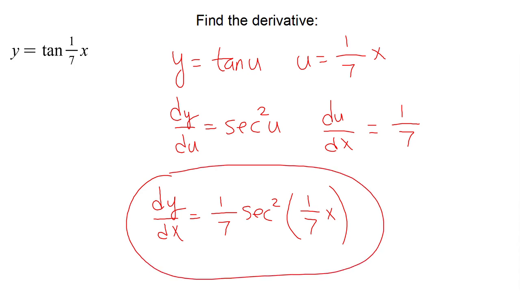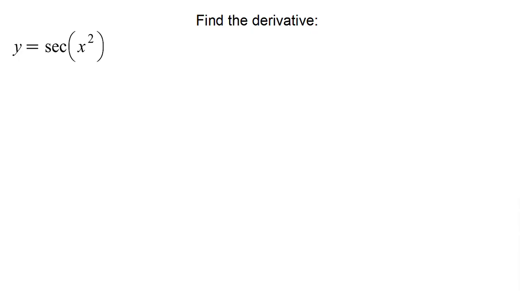And hopefully you kind of are seeing the pattern here, right? That we're just ending up with the derivative of tangent evaluated at the 1/7 x, and then we're multiplying it by the derivative of that thing that's inside, right? You should be getting to the point where these pretty straightforward ones are doable in your head, I would hope.